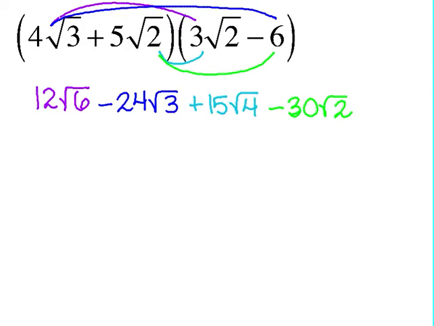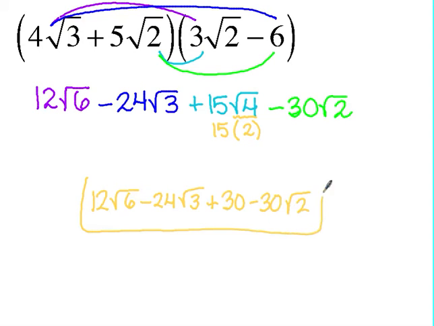Are there any of the square roots we can break down? What about the root 4? What's the root 4? So 2. 30. So now our answer is going to be 12 root 6 minus 24 root 3 plus 30 minus 30 root 2. Can you combine anything else? Nope. So that is your final answer.